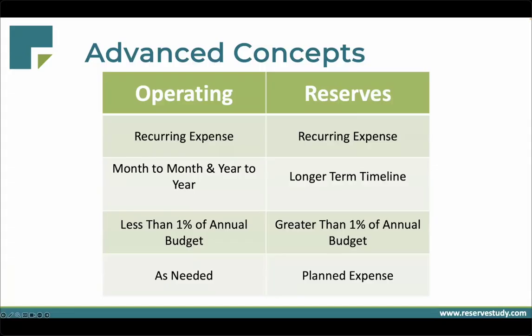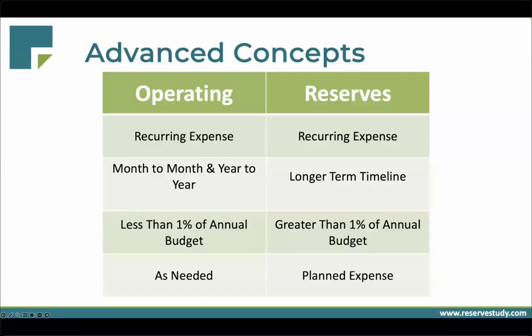Now, if you have an owner that's confused about your operating versus your reserves, I've made this kind of simple matrix that you could utilize for your owners. So your operating account, when you think about your operating, right? If your owners pay their assessments, where do the monies go? So they fall into one of these two buckets. Your operating bucket is for your recurring expenses that occur on a month-to-month and year-to-year basis. And on a per transaction basis, it's generally less than 1% of your total annual budget.